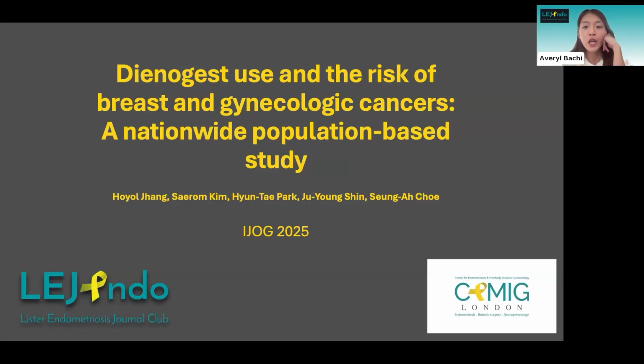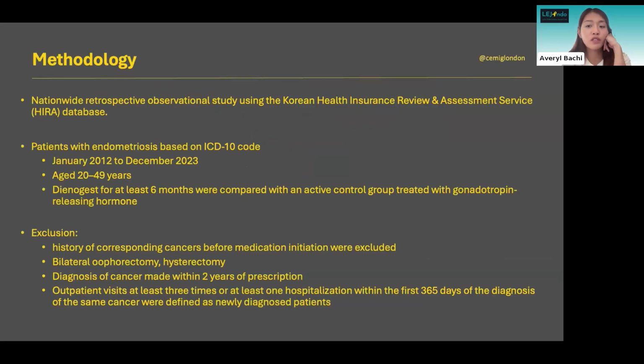Next slide, please. So this was a retrospective observational study. They used the Korean Health Insurance Review and Assessment Service database, and they identified women between the ages of 20 to 49 with endometriosis based on the ICD-10 code, and the study period ranged from January 2012 to December 2023, so a period of 11 years.